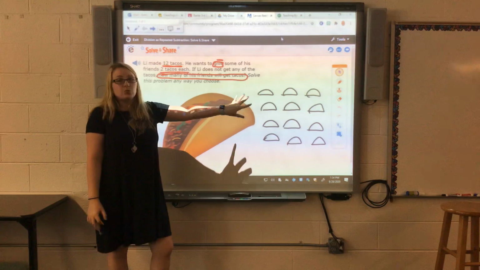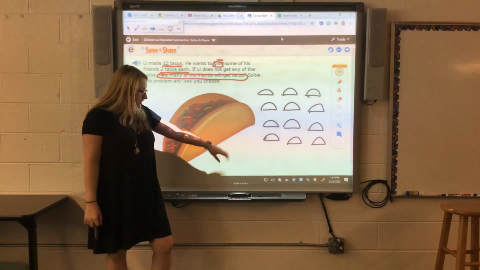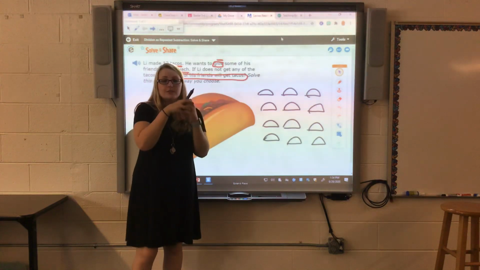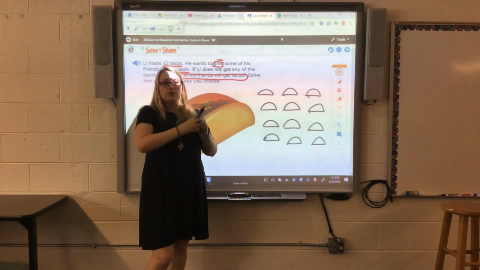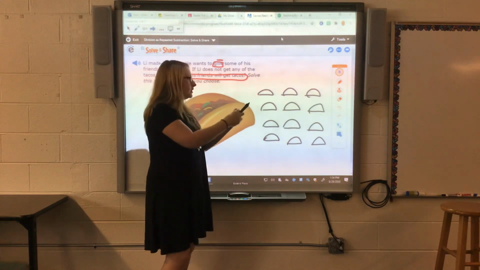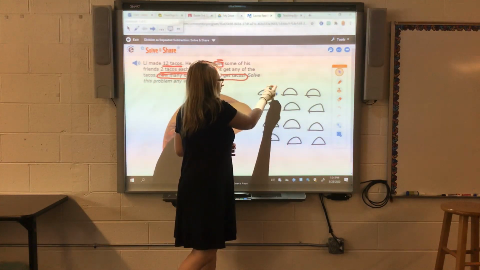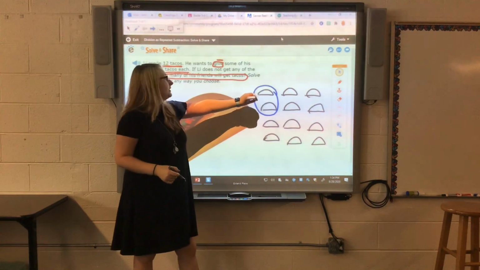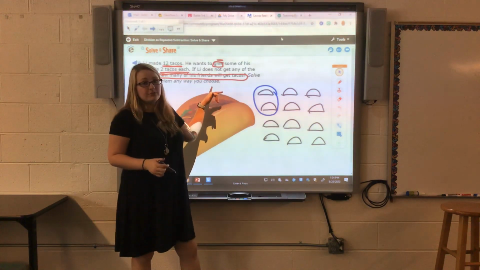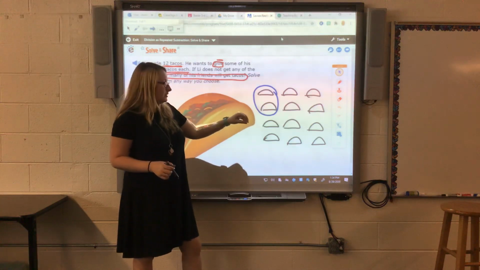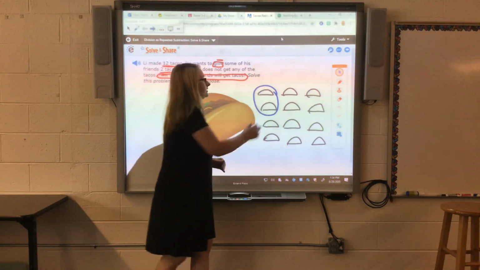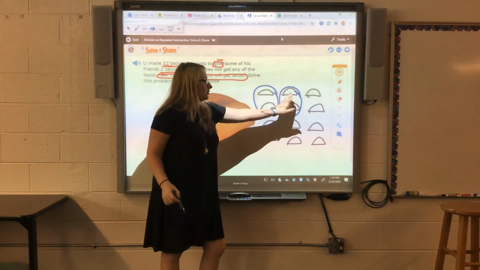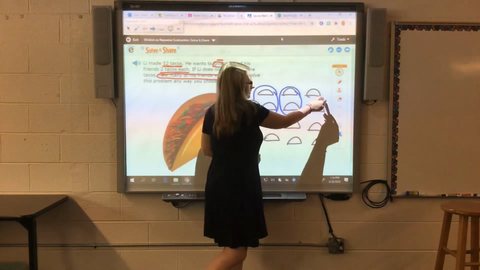These are Lee's 12 tacos. Now he wants each friend to have 2 of them. So I'm going to circle groups of 2 to show 2 tacos being given to one person. If I circle these 2 tacos, that represents one friend. And we're trying to find how many friends he can give tacos to. So right now we have 1. I'm going to circle 2 more. So now we have 2 friends can have tacos.